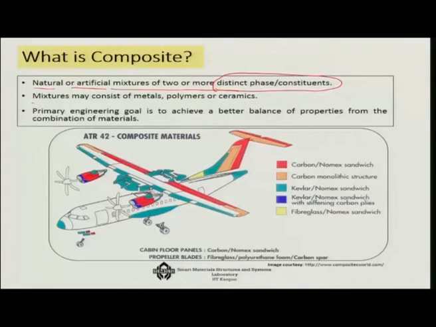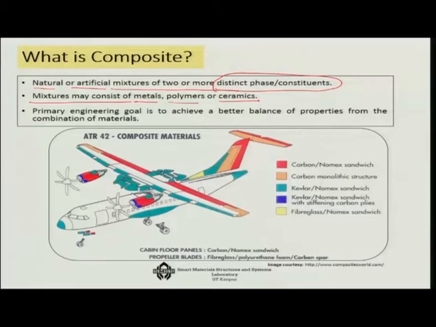So, the mixtures may consist of metals, polymers or ceramics. It can be between metals and ceramics, some types of composites, polymers and ceramics, or metals and polymers, which is of course very rare, but that is also possible, or ceramics and ceramics. So, various types of such compositions are possible.